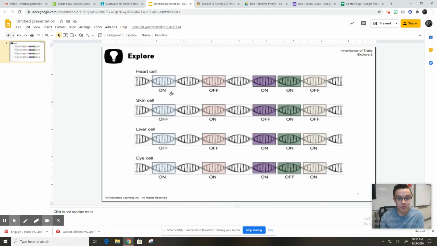So the heart cell, in order to function, must have this specific combination of genes turned on and off. Skin cell, in order to function, has to have this combination of genes turned on and off, and it must be different from the heart cell, because you don't want those two things doing the same job. That'd be totally weird. And the liver cell, if you go through and look, you'll notice it has a different combination turned on and off than the heart or the skin, and same for the eye cell.